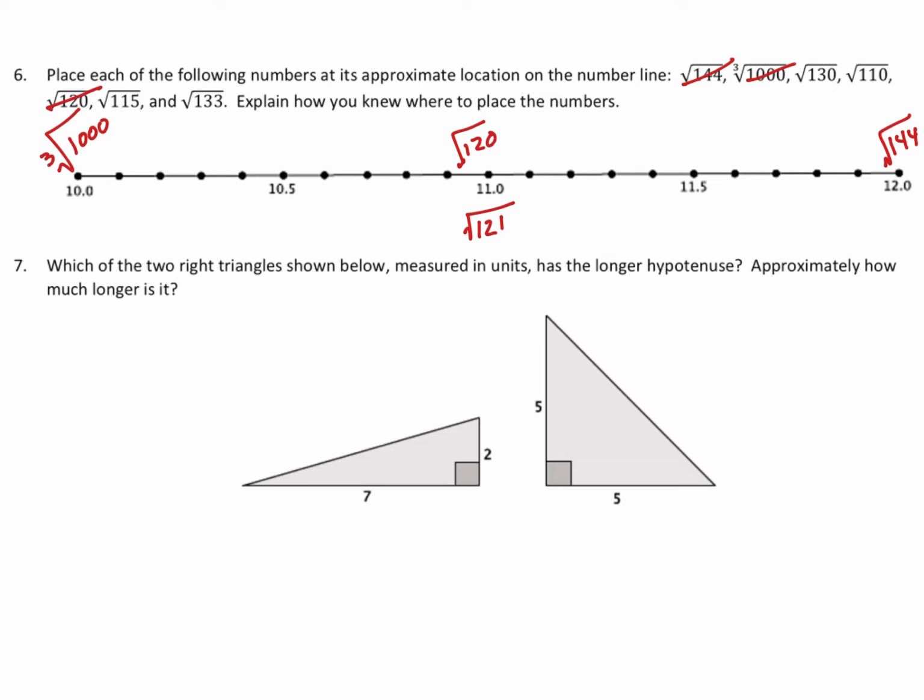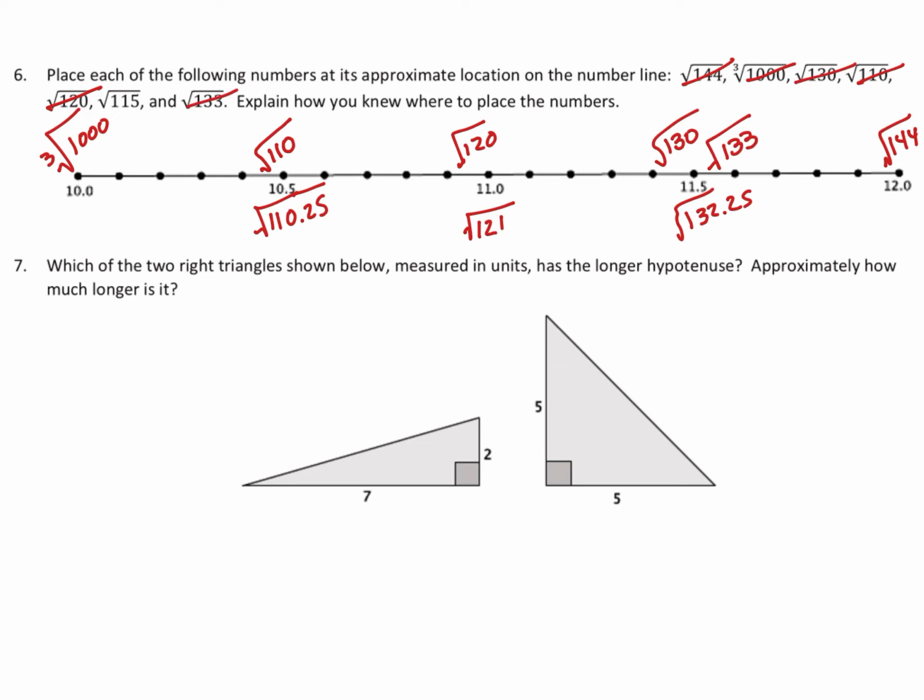And then I'm going to check, and I'm going to put 10.5 and square it and see what that gives me, which is 110.25. So 110 is going to be just slightly underneath that. Then I'm going to do 11.5 squared, and that gives me 132.25. So 130 is going to be just below that, and 133 is just going to be right above it.